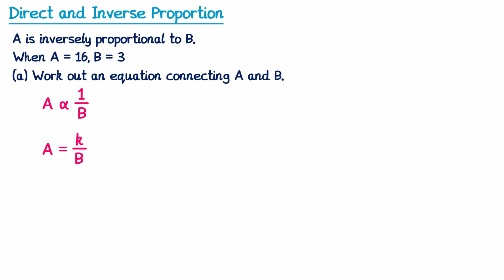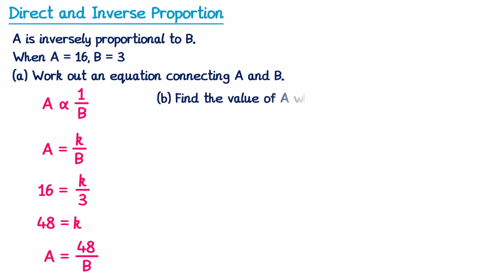Next, we substitute in the values, so a is 16 and b is 3, so we have 16 is equal to k over 3. Now we solve this to find the value of k. So multiply both sides by 3. If you multiply the left by 3, 16 times 3 is 48. And if you multiply by 3 on the right hand side, you'll just be left with k. Now we go back to this step here and write this out one more time, but replace the k with 48. So a is equal to 48 over b.